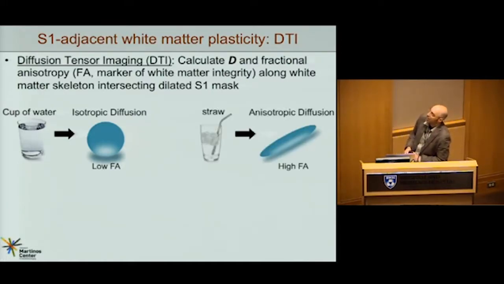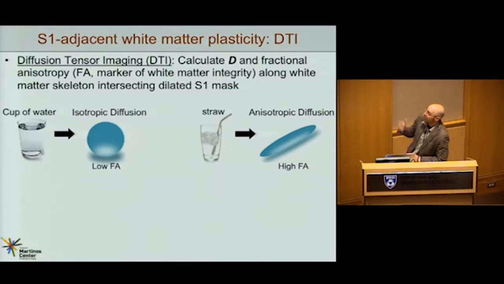Contrast that with, let's say, putting a straw inside this cup of water and looking at a particle of H2O inside the straw. Now there are barriers. That particle cannot go through the plastic of the straw, so the diffusion is happening more readily along the longitudinal dimension of the straw. This is a condition that has high FA, or high fractional anisotropy, and anisotropic diffusion. In fact, it's this condition that's happening inside the white matter, because the white matter pathways are surrounded by myelin, and the myelin sheath does not allow water to penetrate as readily as it does along the axis of these white matter fibers.